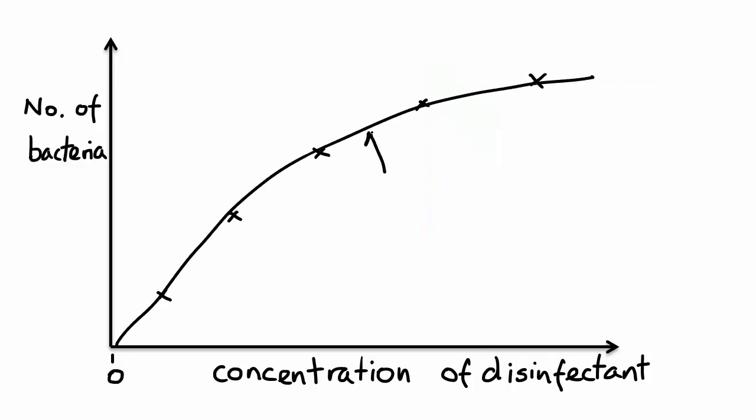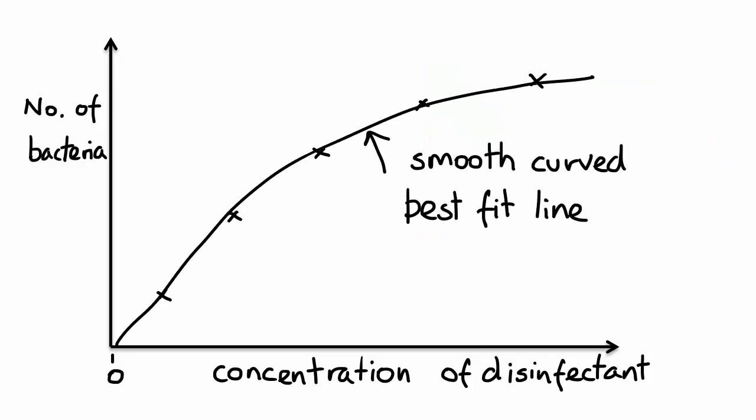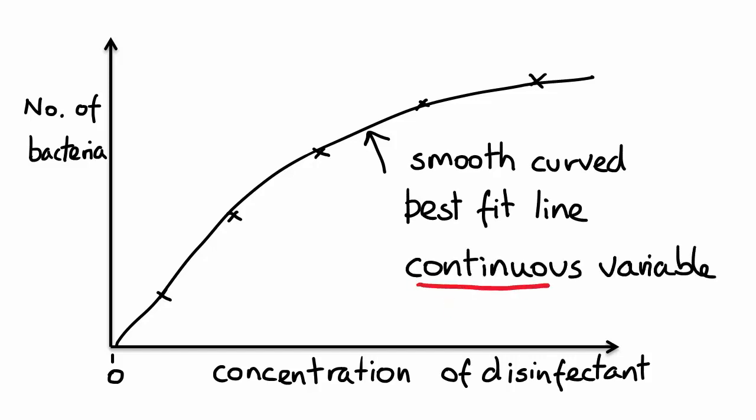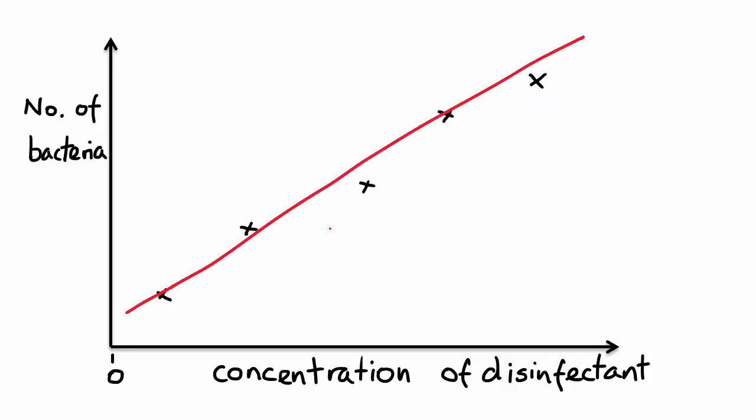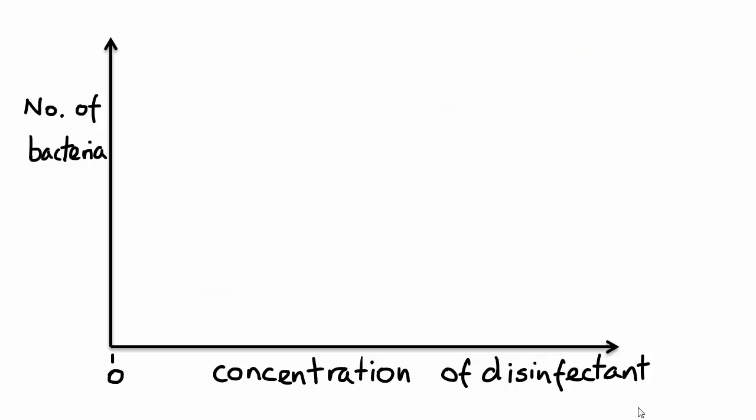With this sort of data, you should have a smooth, curved, best fit line. It's continuous, so it's a continuous variable. Avoid drawing a straight line if your points obviously fit a curve. If, on the other hand, your points seem to lie on a straight line, then use a ruler and draw a straight line. You're allowed to miss some points.